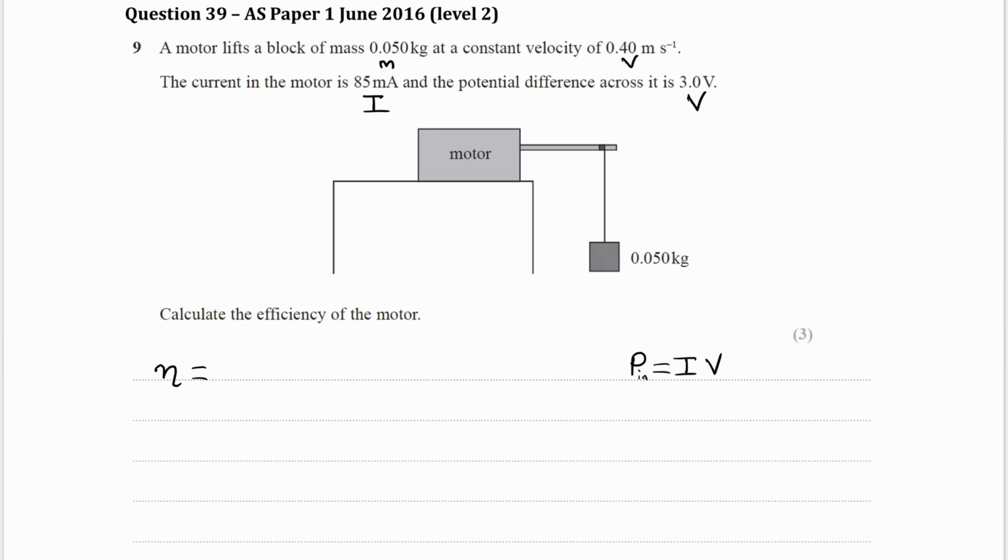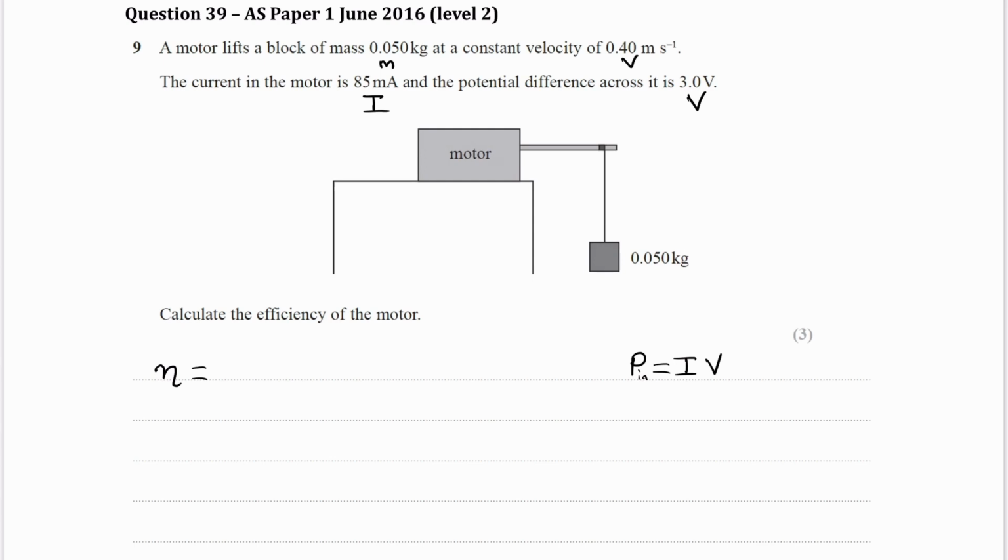And for the output power, so the useful output power, well, there's a few different types of energies that we have here. We have a constant velocity, so there is kinetic energy involved. The block is rising, so it's gaining gravitational potential energy. And then there would be wasted energy as well, so things like heat in the motor because of friction, or energy transferred to air molecules because of air resistance as the block rises. So those would be the wasted energies.